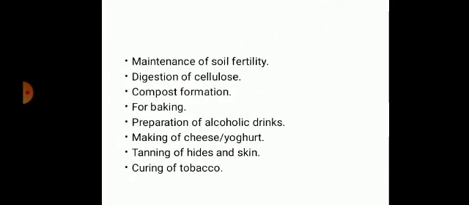Now, one, they have maintenance of soil fertility. Most saprophytic bacteria, due to their decomposition activities, release nutrients into the soil, which aid in fertility through the nitrogen cycle. So the activities of some bacteria in the soil aid in the addition of nutrients to the soil.